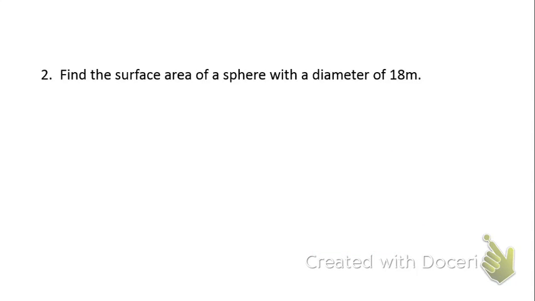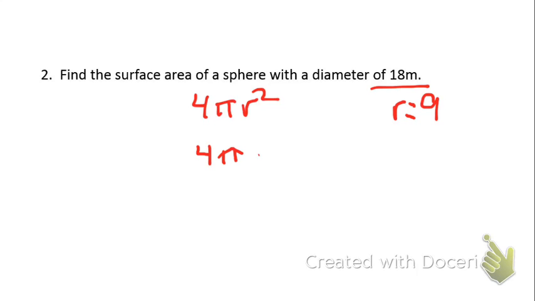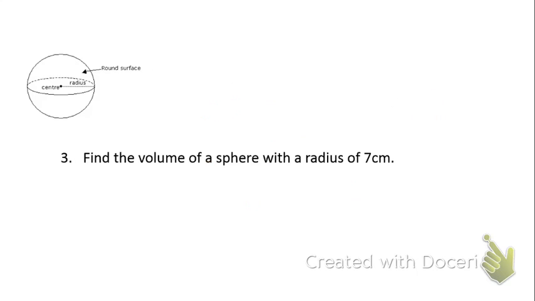Again, this is another surface area. So recall the formula, 4 pi r squared. But this time we're given a diameter of 18. Well, if the diameter is 18, what's going to be the radius? The radius will be 9. So this will become 4 times pi times 9 squared. And so when you do that and round, you're going to get 1,117.9 meters squared. So just put them in the formula and then do the math.